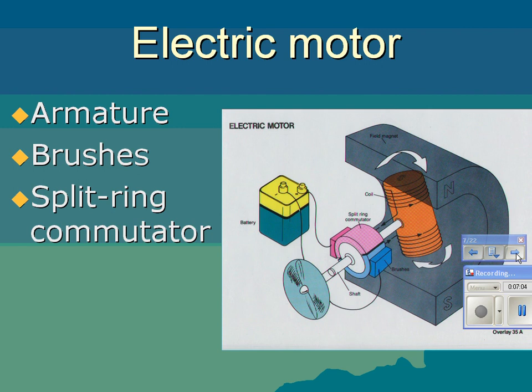That's what the split ring does: it allows the current to flip at just the right time so that the armature will continue to rotate. The armature is the piece that has the coils of wire that's in the magnetic field. The brushes are the electrical contacts with the split ring that are stationary. Okay.